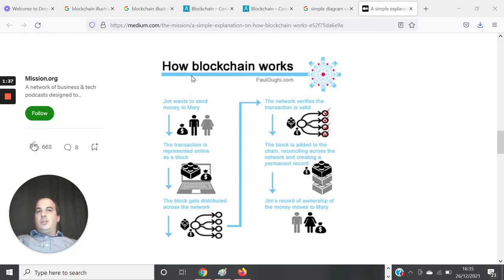So this one just shows how blockchain works. Jim wants to send money to Mary. The transaction is represented online as a block. The block gets distributed across the network. The network verifies that the transaction is valid. The block is added to the chain, reconciling across the network and containing a permanent record. Jim's record of ownership of the money moves to Mary.